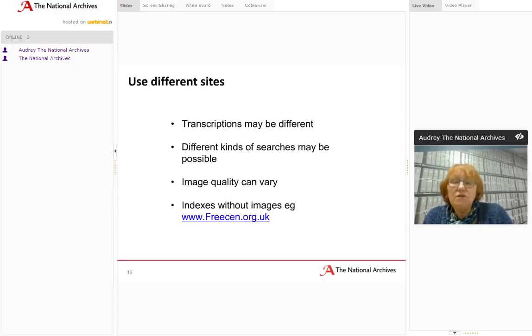And there's also another approach that you can take, although it's always very, very important to look at the image, because a transcription will only be what somebody else thinks it says. And they might be very good, but you really want to make your own judgment. You always want to look at the image. But sometimes using indexes which are not linked to images can be very helpful, because they might be very, very good indeed. And the site FreeCen is quite a good place to go and do this.